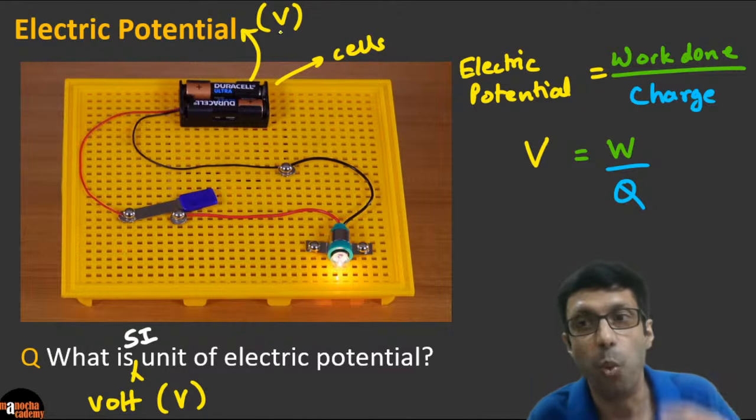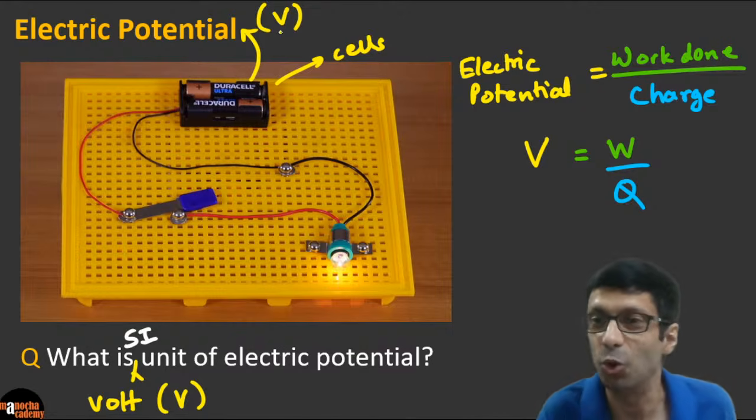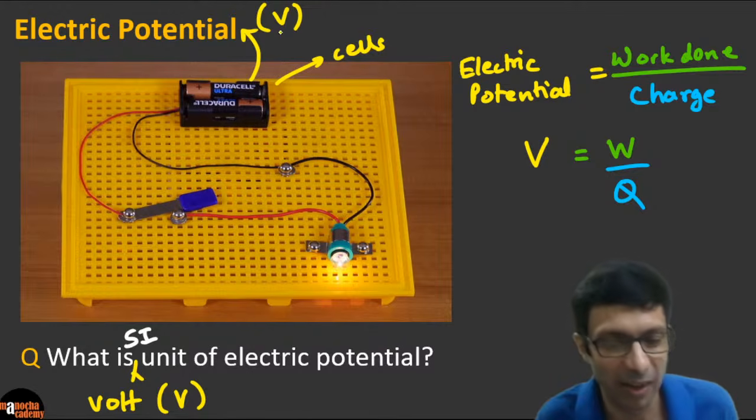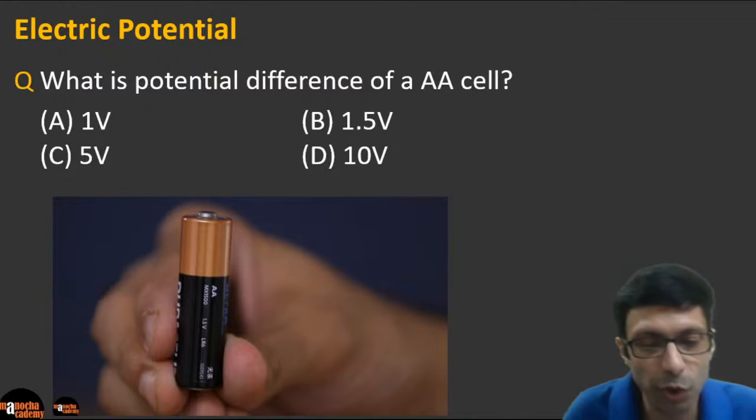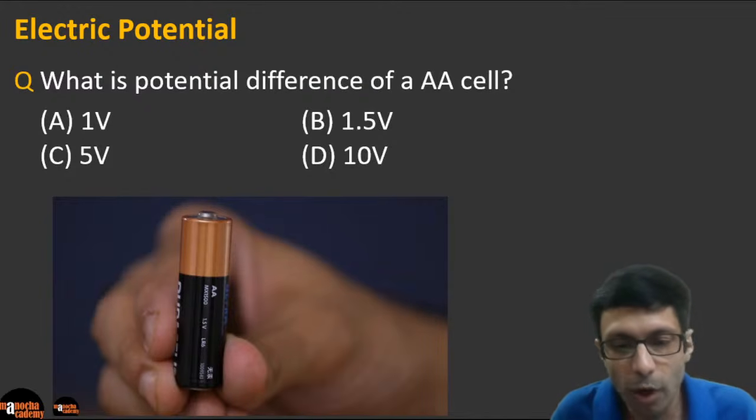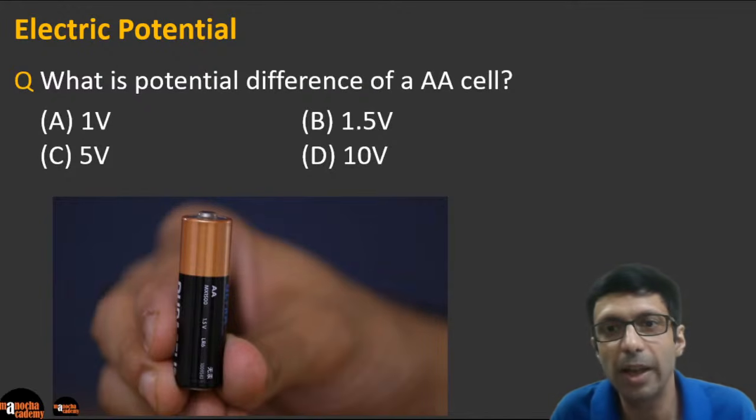Clear, guys? Work done per unit charge. And who's doing the work? The cells, the battery. Excellent. Clear? So now one very interesting question for you guys. Do you know what is the potential difference of an AA cell?